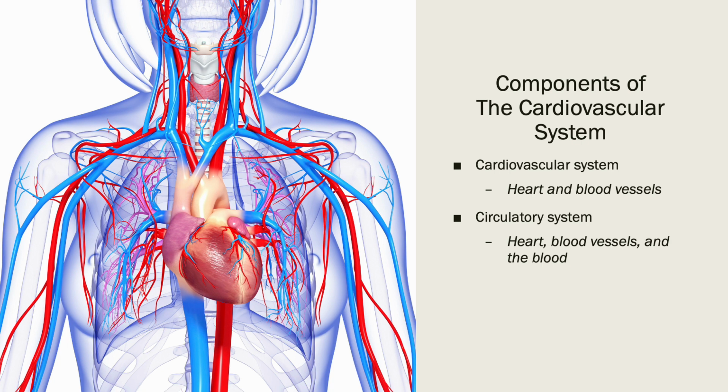So the cardiovascular system is actually made up of the cardiovascular system and the circulatory system. The cardiovascular system is the heart and blood vessels. Cardio means heart, and vascular or vasculature is your blood vessels. So the circulatory system is anything that circulates blood through the body. So that would be the heart, the blood vessels, and the blood. So blood is part of the circulatory system, not the cardiovascular system.